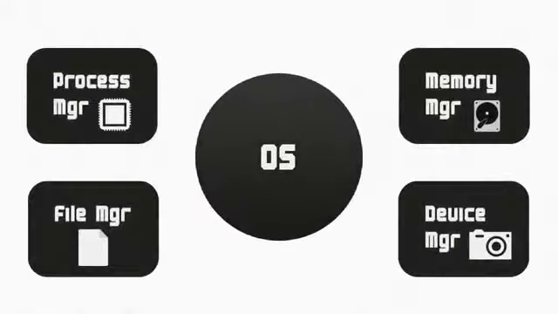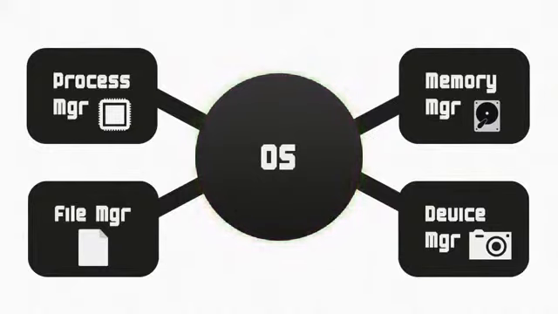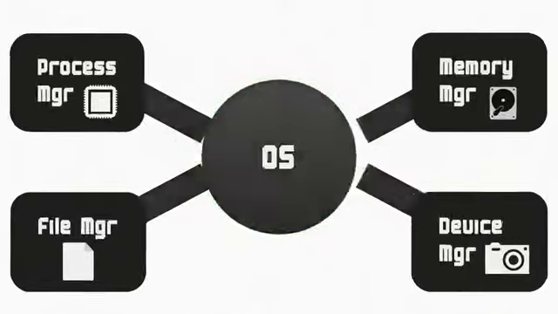There are 4 essential managers of every operating system, and they all work together like a team to get jobs completed. The operating system works as their boss and makes sure they are all working in harmony.